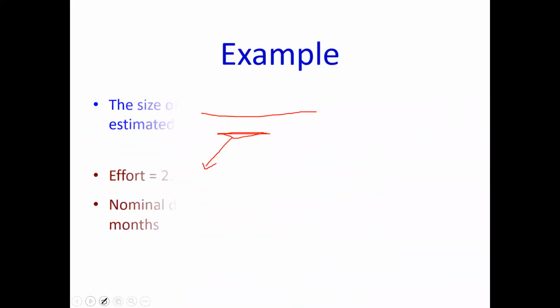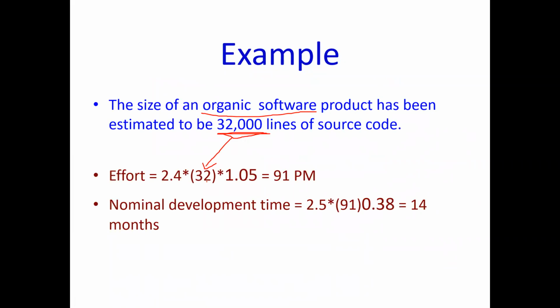Now see, they have given C, 2.4 into 32 to the power 1.09. So if you calculate this, that will come to 91 person-months. What is a person-month? Person-month means one person in 1 month can give that much effort. If you take yourself, one person in 1 month can give 91 effort. So that is the effort first, and then that 91 comes here.